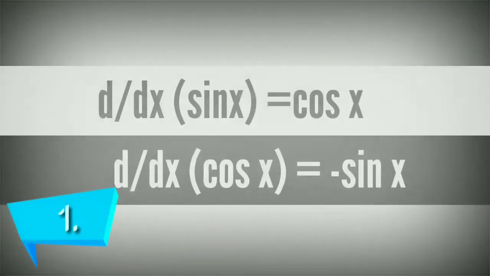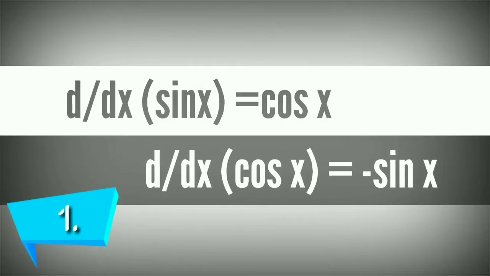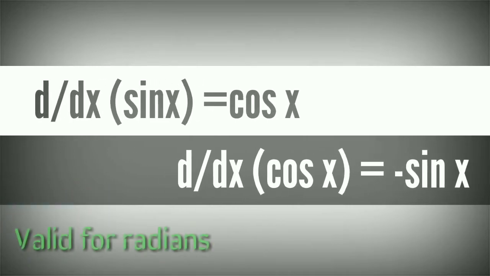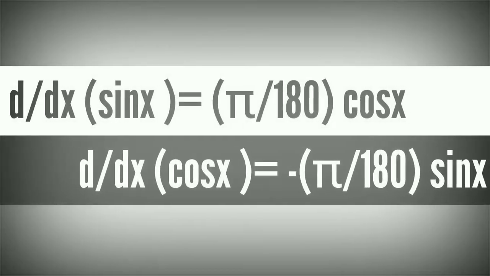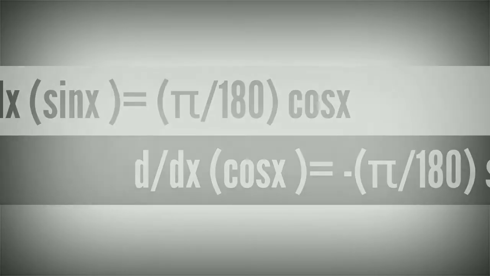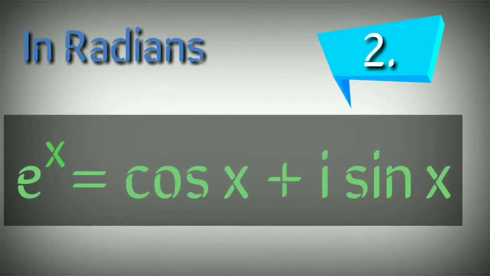The derivative of sin x is equal to cos x, and the derivative of cos x is equal to minus sin x. But this is only valid for radians. For degrees, we will have to write it like this. Euler's formula is only valid when the angle is measured in radians. If the angle is in degrees, we would have to write it like this.